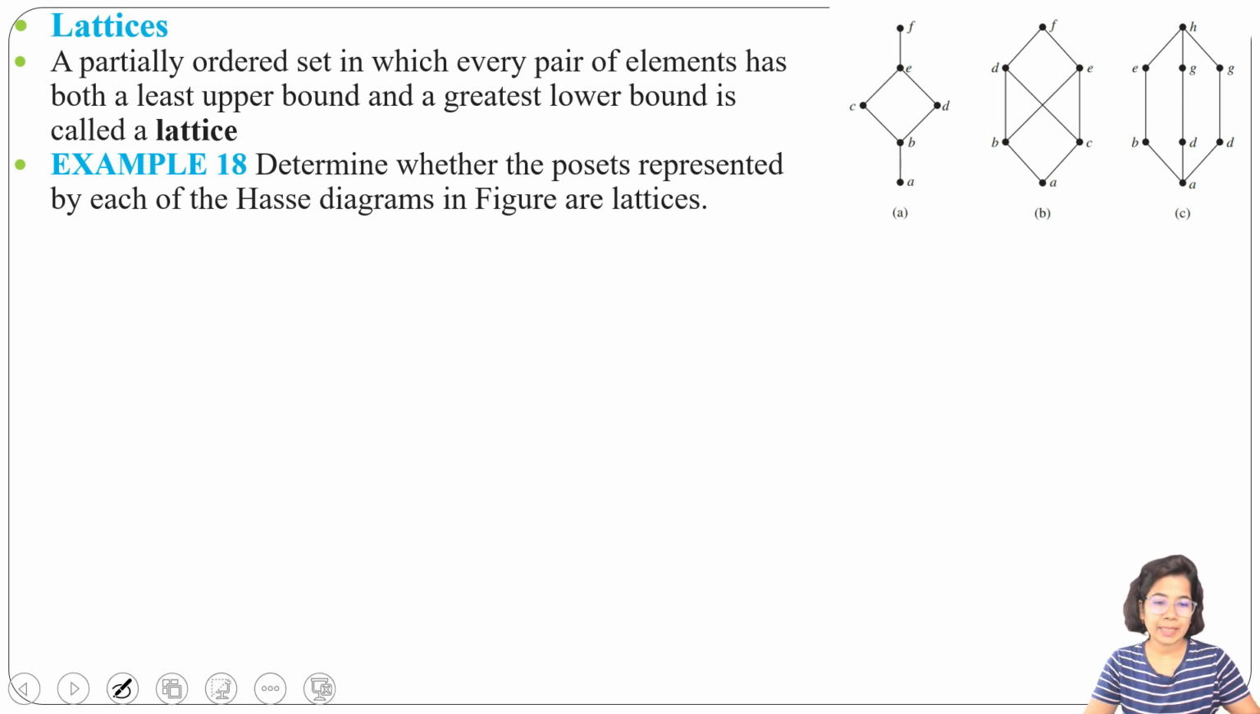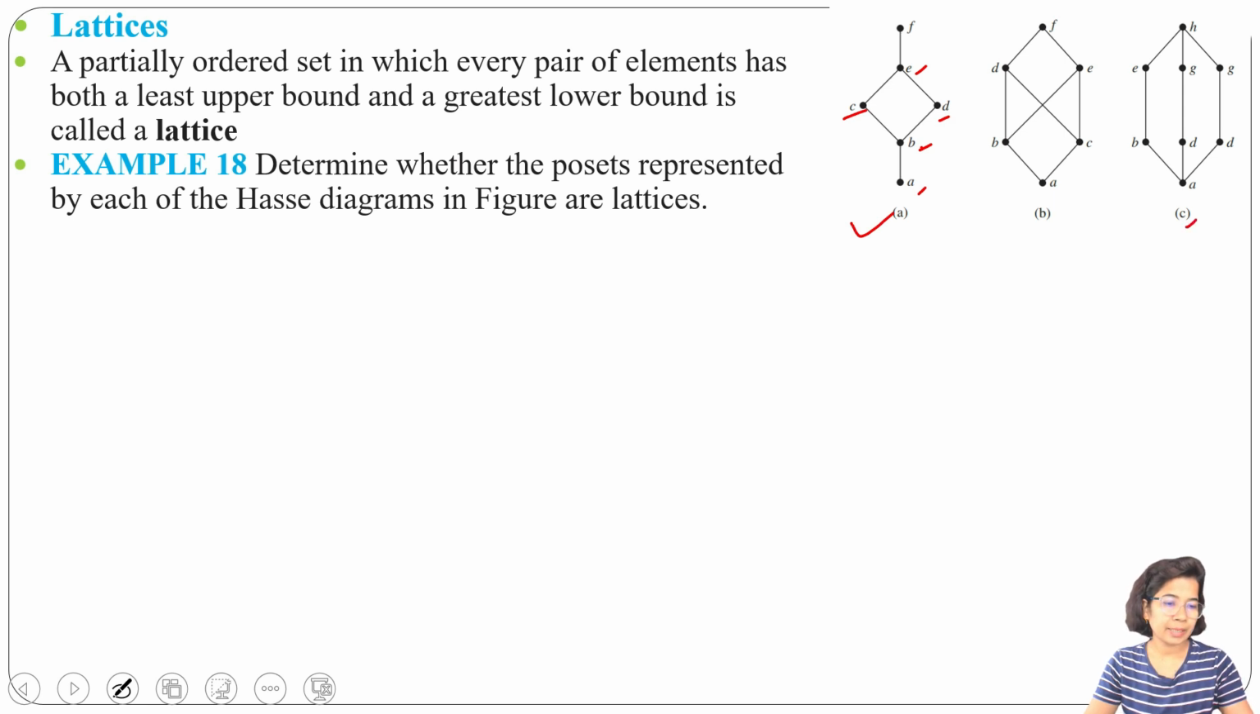Now in figure A, C and D are incomparable. For C and D, the greatest lower bound is B and the least upper bound is E. You can take any other elements which are comparable. For every comparable pair, we can find the greatest lower bound and least upper bound. Like for A and B, the greatest lower bound will be A and the least upper bound will be B. As for every pair we are able to find GLB and LUB, hence it's a lattice.